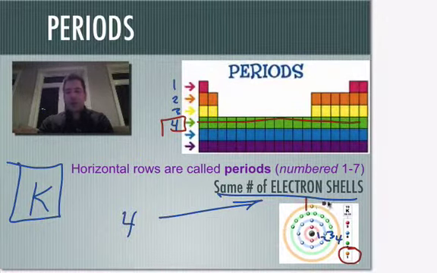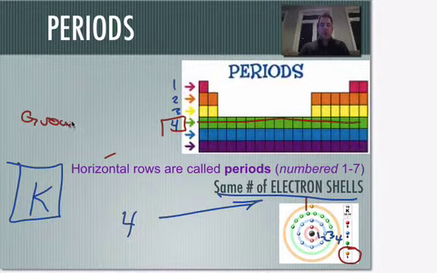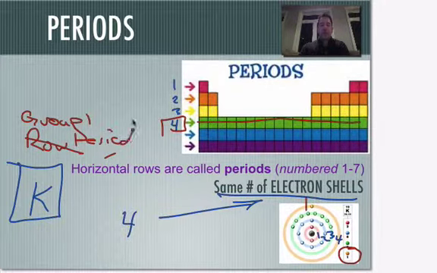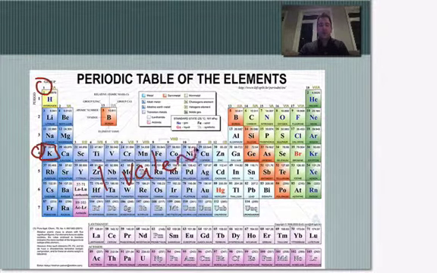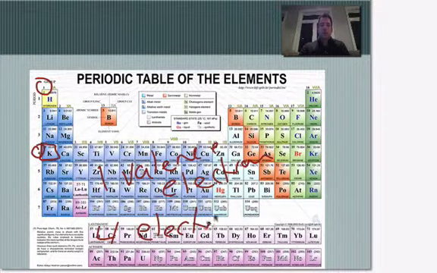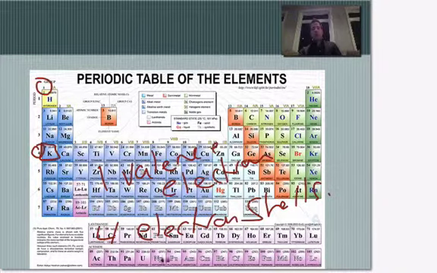There's only 1. So if we go 1, then what group is it going to be in? We know that it is going to be in group 1, and it's in period 4. So if we go group 1, period 4, then potassium is going to be right here. If we go back to the periodic table and do the same thing, we're going to see that there's potassium right there. Group 1, row 4. That means that it has 1 valence electron, and it has 4 electron shells. So that's how we're going to determine placement.